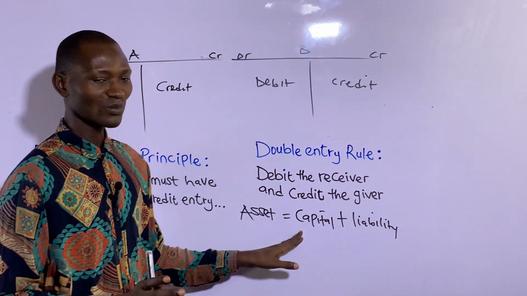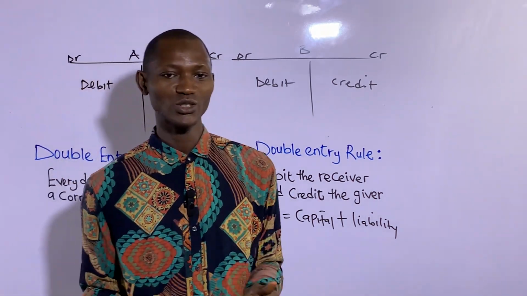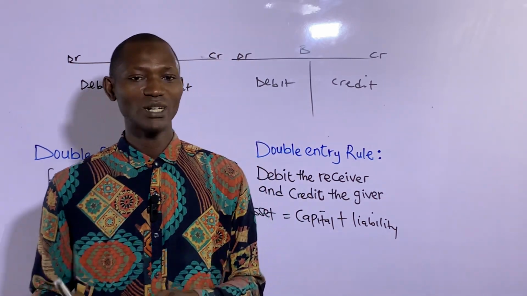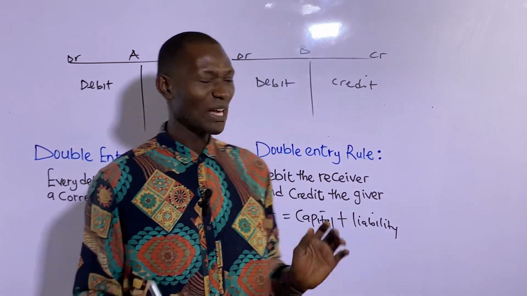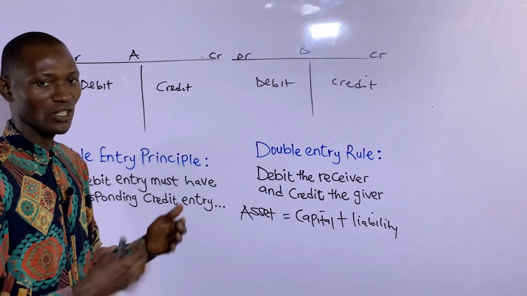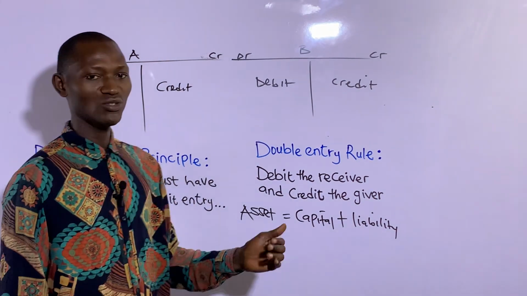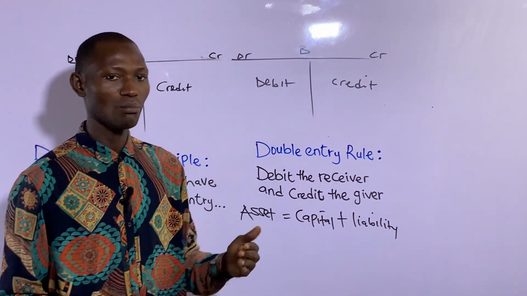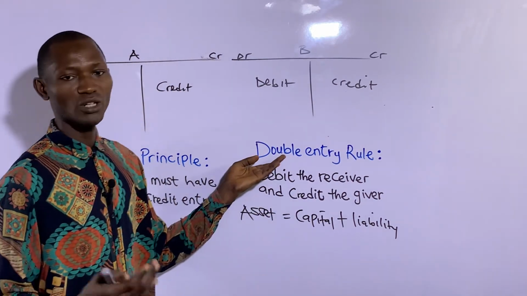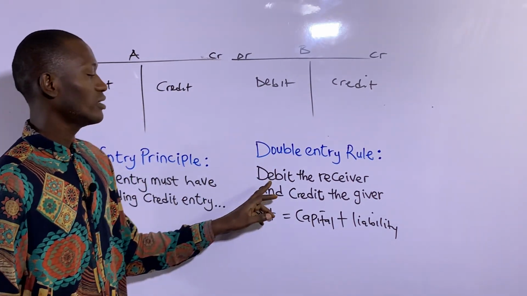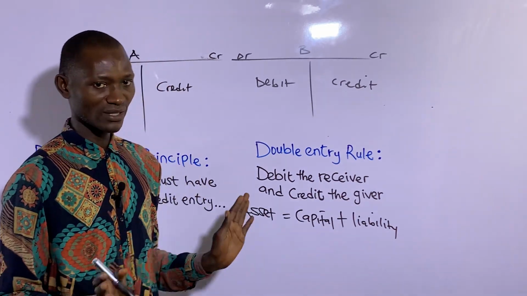The double entry rule is saying that to complete the double entry for a transaction, debit the account that receives and credit the account that gives. That means the debit entry for a transaction should be passed in the account of the receiver, and the credit entry should be made in the account of the giver. The summary of the double entry rule is just simple: debit the receiver and credit the giver. It's as simple as that.